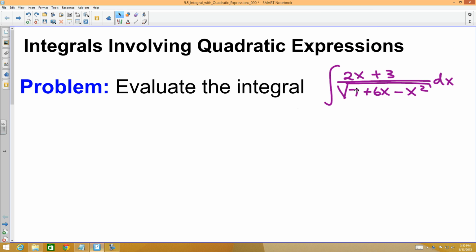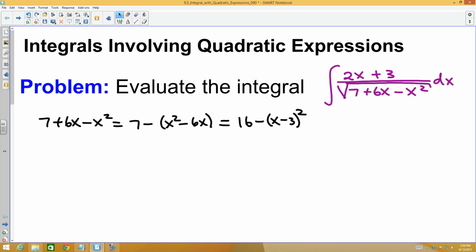Problem: evaluate the integral of (2x + 3) divided by the square root of (7 + 6x - x squared) dx. First, we must express the quantity under the radical by completing the square on the variable. So 7 + 6x - x squared is the same as 7 minus parenthesis x squared minus 6x.